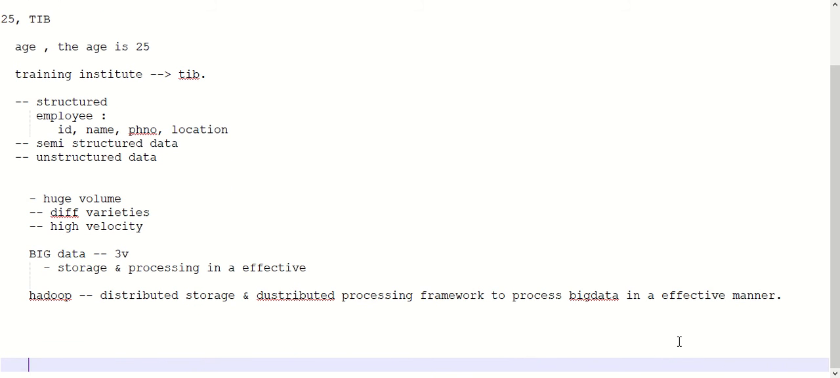Now I guess I have answered your most frequent question, what is big data and what is Hadoop, right? Now let us quickly have a glance through our course contents, what all we would be covering in this particular course.